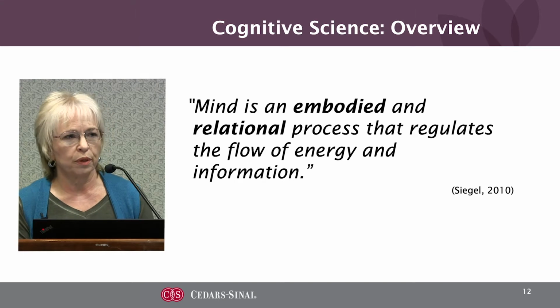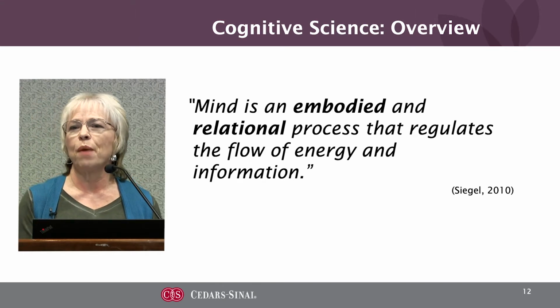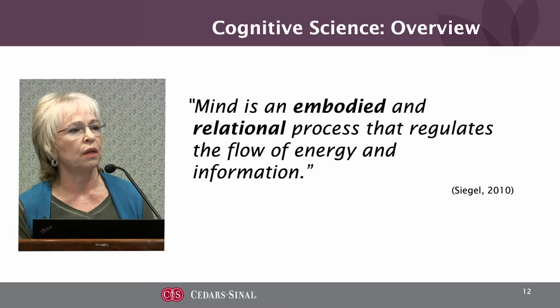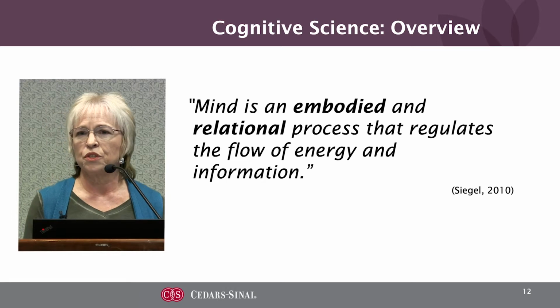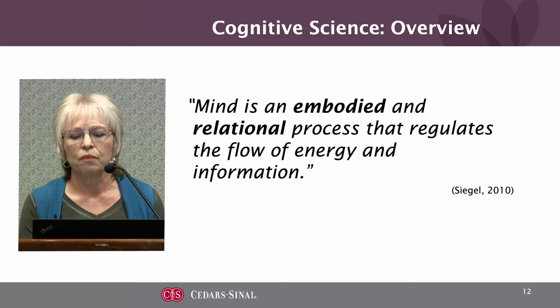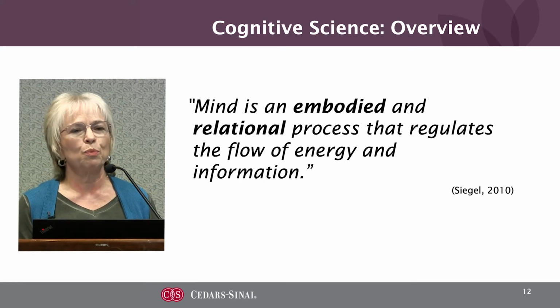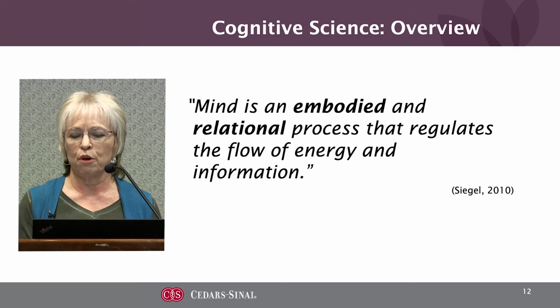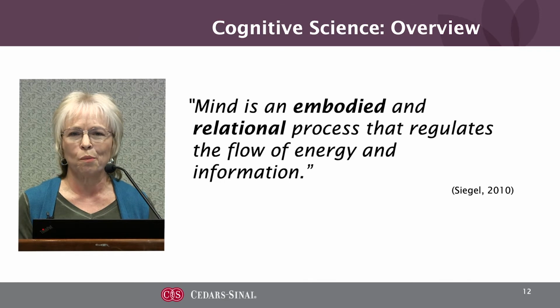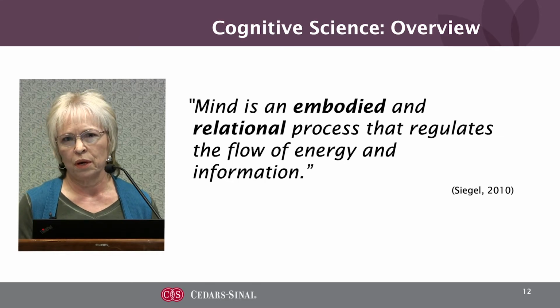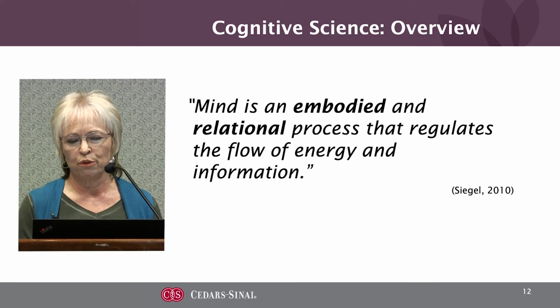One working group tried to come up with a definition of mind that they could all agree on. And this is what they came up with. This is from a really nice introductory book that I recommend by Dan Siegel called Mind Sight. And he writes that mind is an embodied and relational process that regulates the flow of energy and information. An embodied and relational process. So mind isn't even a noun, it's a verb. It's a process. And embodied and relational are the two adjectives that I'm going to unpack a little more as we move.